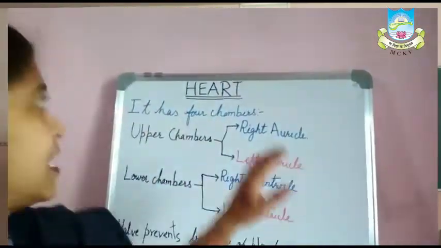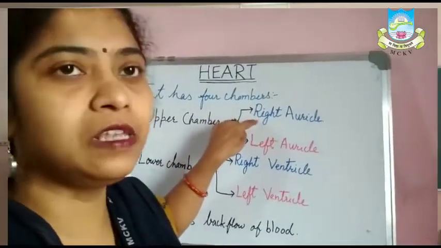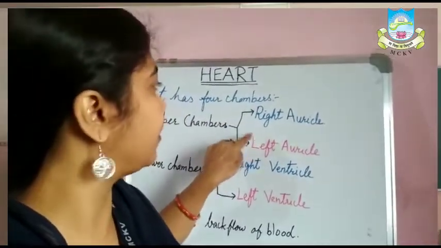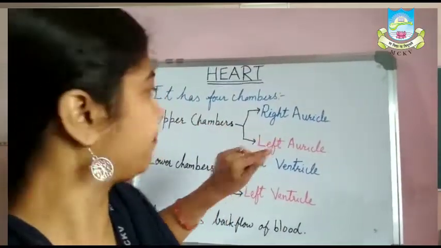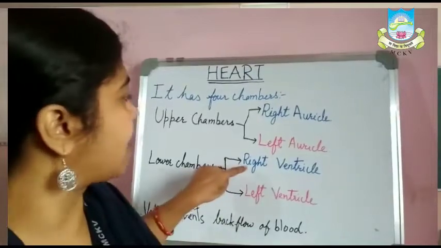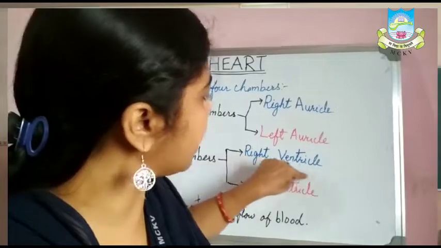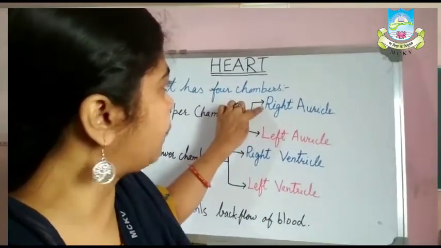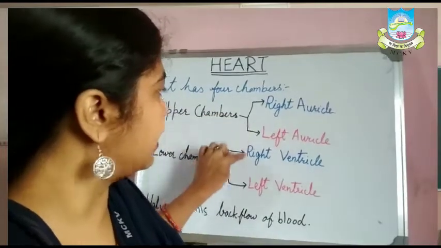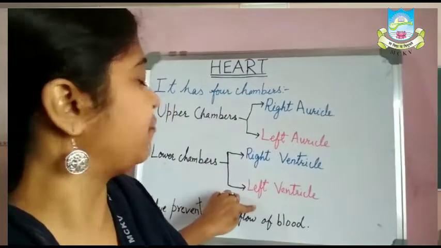We have to study the detailed structure of the heart. Yes, heart. It has 4 chambers. Upper 2 chambers are called right auricle and left auricle, and these are separated from each other by a muscular septum. Lower chambers are right ventricle and left ventricle. They are also separated from each other by a muscular septum. Can you see? I have used blue color for writing right auricle and right ventricle, and red color for writing left auricle and left ventricle.